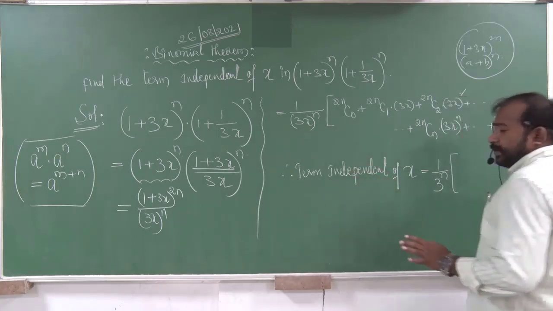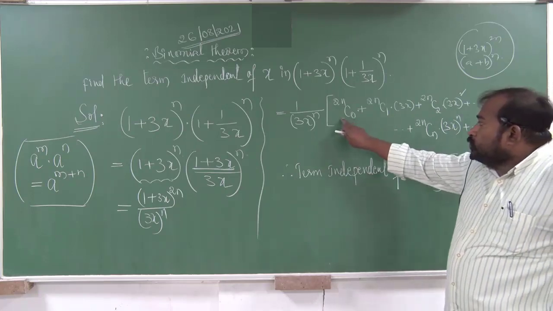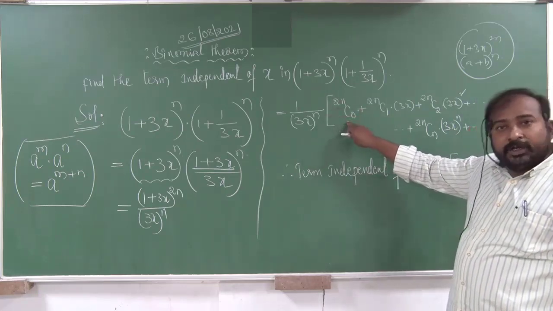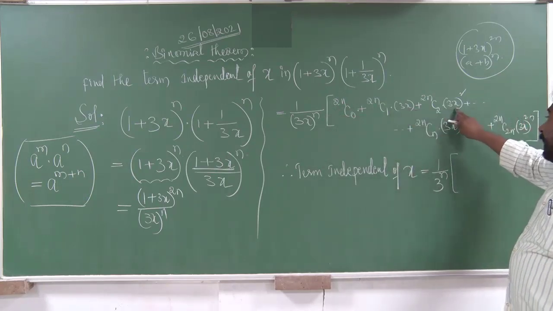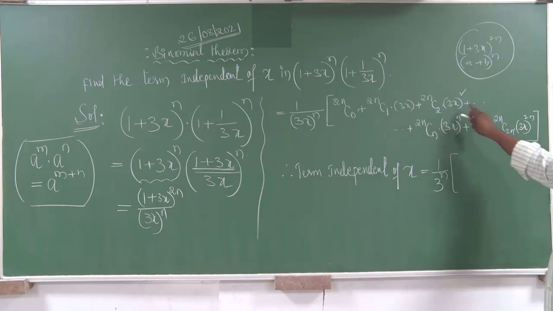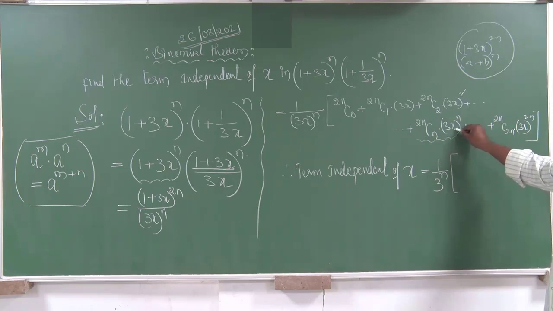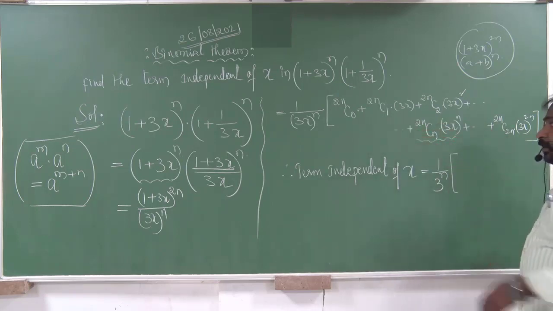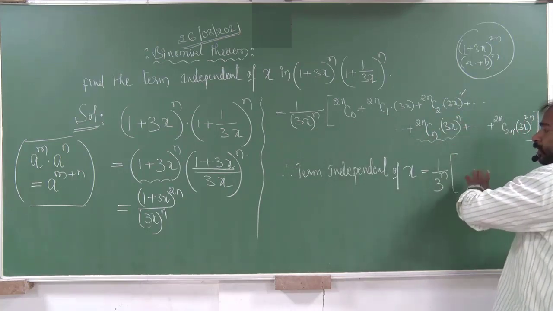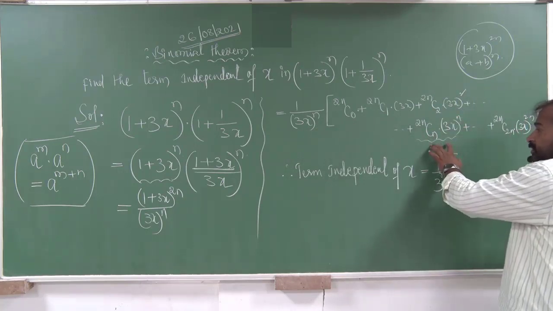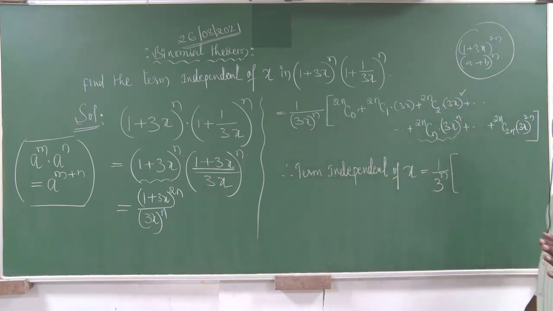Term independent of x means without x. For example, if you observe the first term, 1 by x power n you will get. So x is there. Here x by x power n is there, x square by x power n. If you observe particularly this term, here x power n is there in the numerator, and in the denominator x power n is there. So numerator x power n and denominator x power n cancel. So this is the term. When you multiply with this value, you will get the term independent of x.